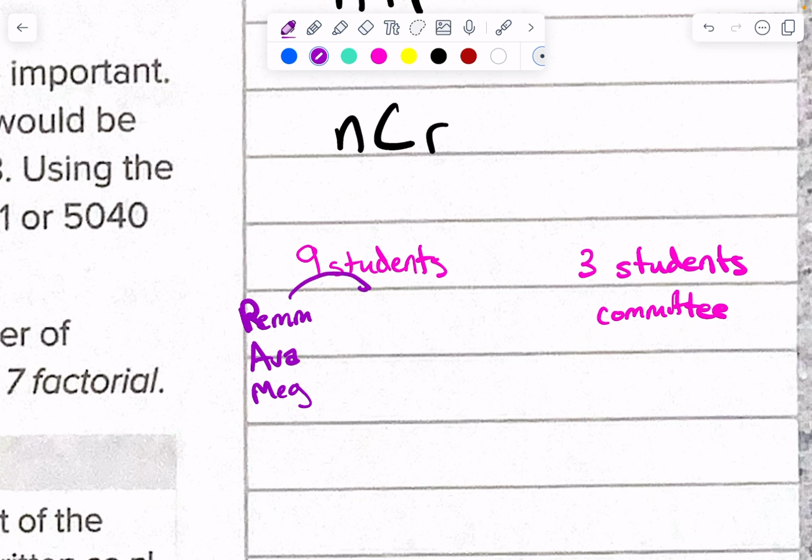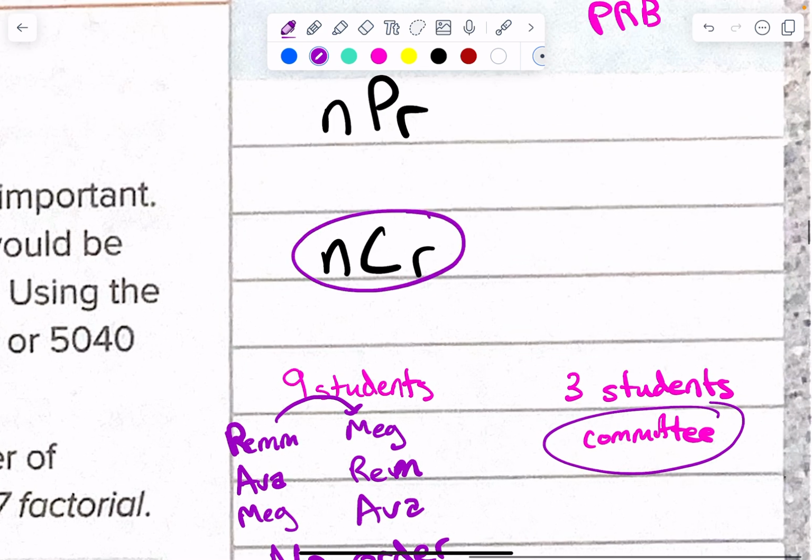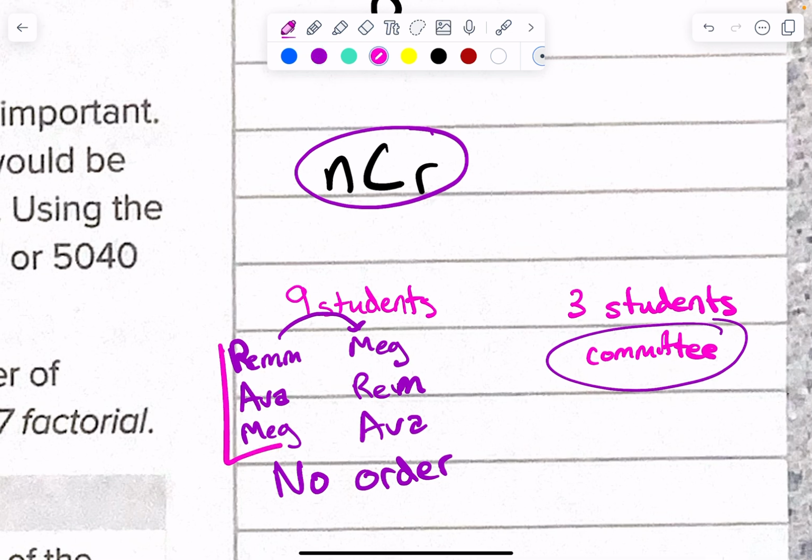If instead I chose Megan first, then Remington, and then Avalee, does it matter that I announce their names in a different order? No. Are they still going to serve the same purpose on that committee? Yes. So when order doesn't matter, when we don't care about order, we're doing a combination. We're trying to figure out how many groups of 3 students out of 9 I could choose, because Remington, Avalee, and Megan is only one combination. How many total possible combinations are there?